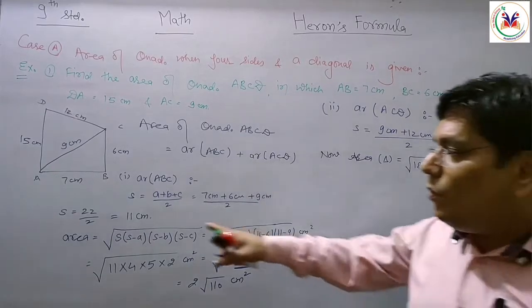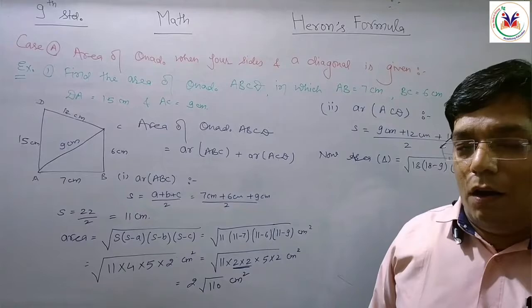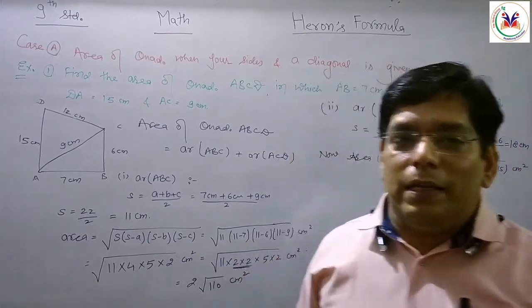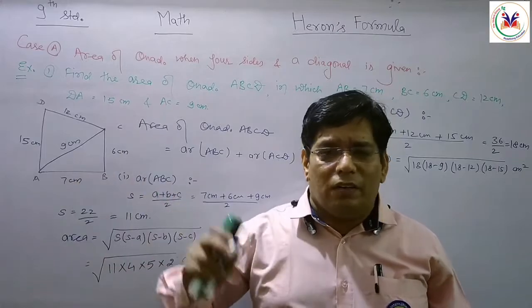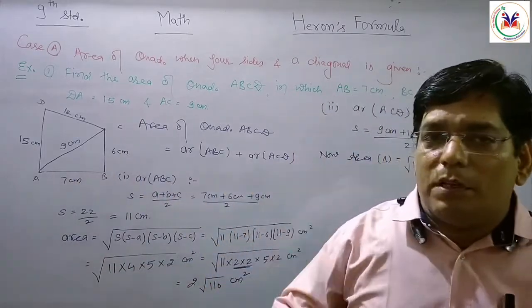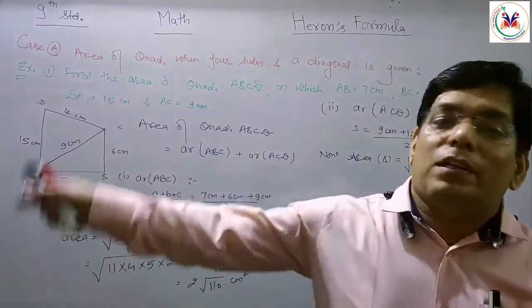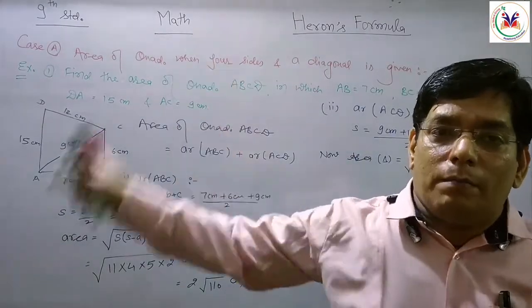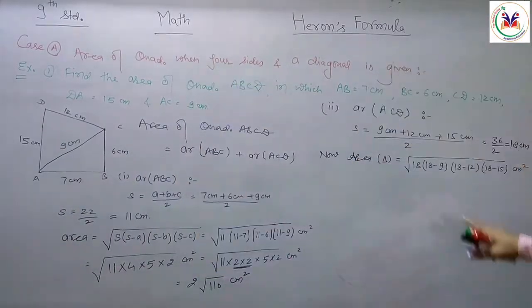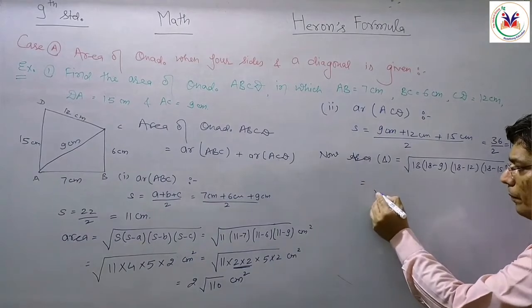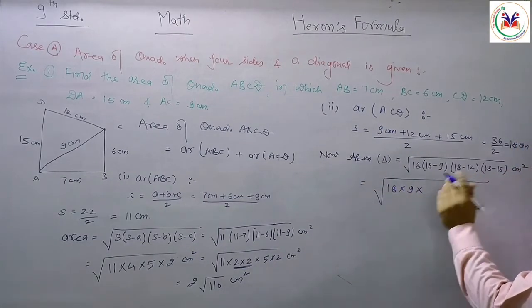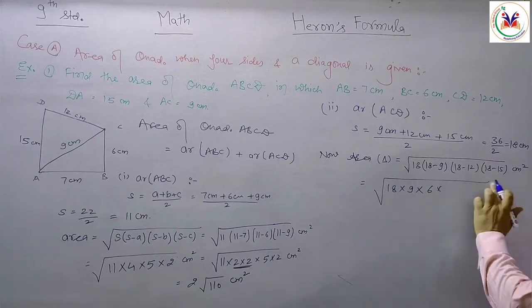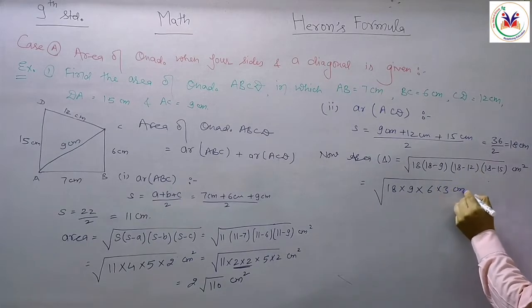Again I am repeating, whenever you have to calculate the area, it doesn't matter whichever the figure that is given, triangle, quadrilateral, whatever, the area's unit must be square. It may be centimeter square, kilometer square, meter square, whatever. Now 18 into 18 minus 9, that means it will be 9. 18 minus 12, it will be 6. 18 minus 15, that will be 3 centimeter square.